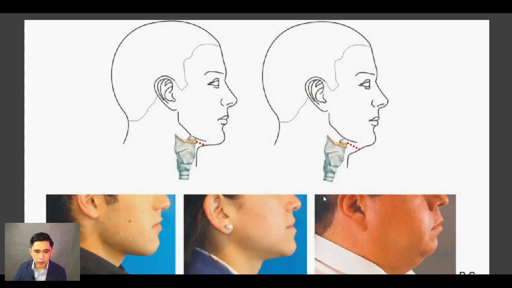Now, why is that angle important? Some of us have a very sharp angle, some are normal, and some don't have any angle at all. No? So this came from a journal. You notice that those who have a broader neck, their position of the hyoid is different from those with a sharp neck angle.